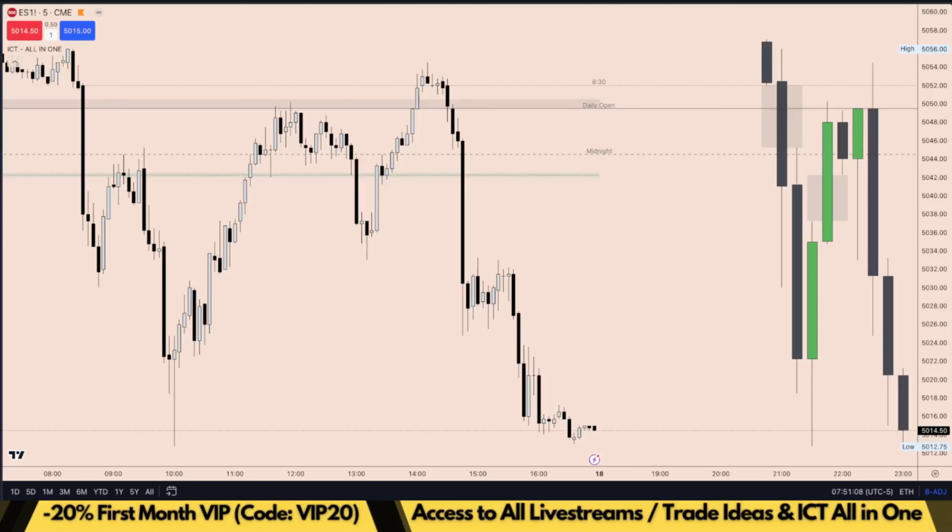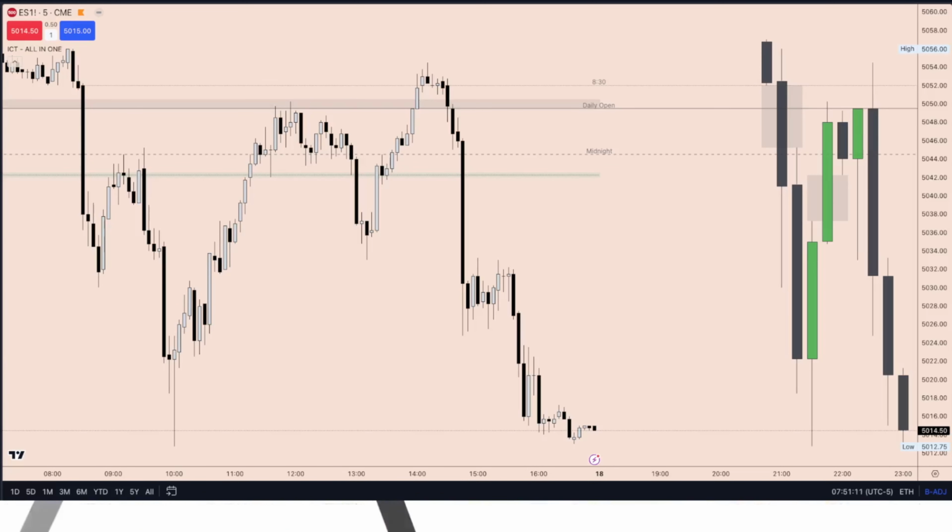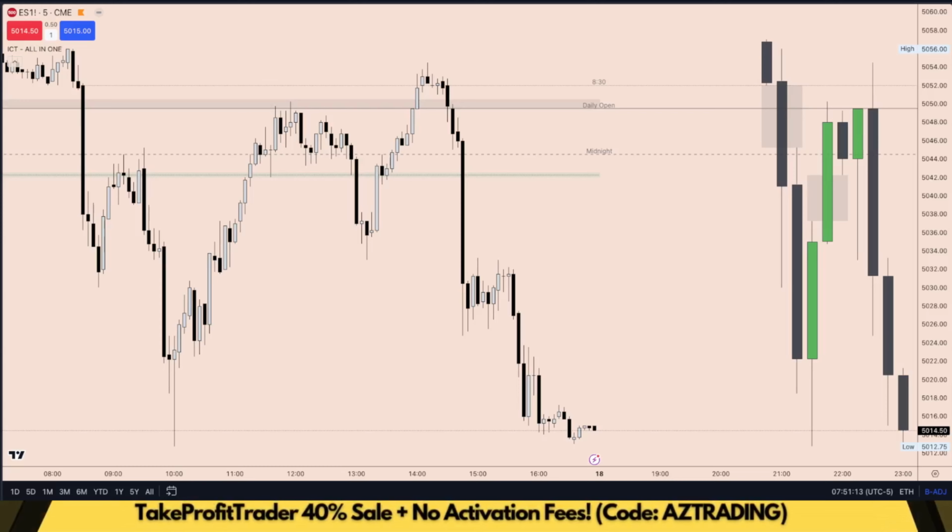But this is not the actual secret to understand ICT concepts. This just makes my life 10 times easier on my daily live streams that I do with my Discord community. Instead of having to draw all these things onto my chart all the time, I prefer having them drawn automatically on my chart without me having to do all the work or use tens of different indicators.